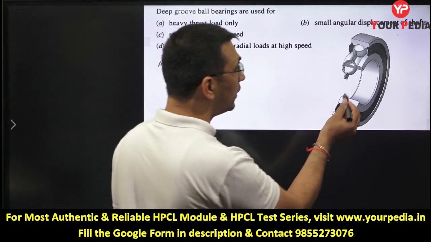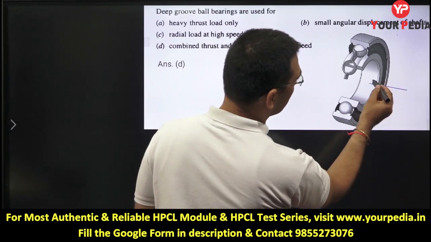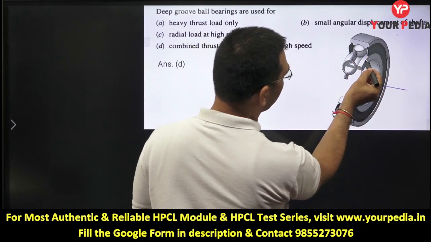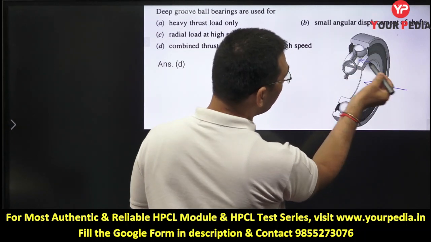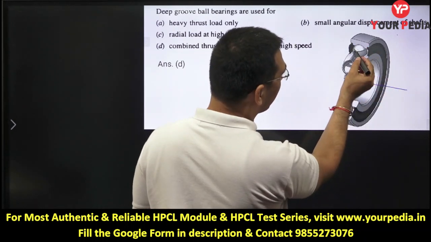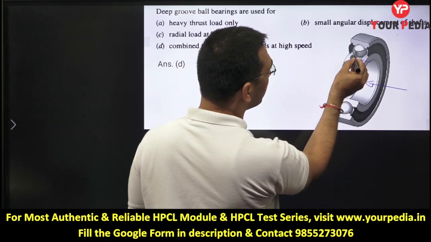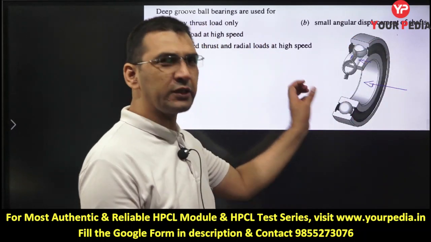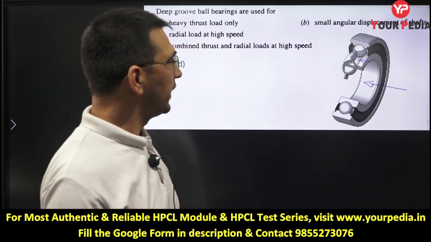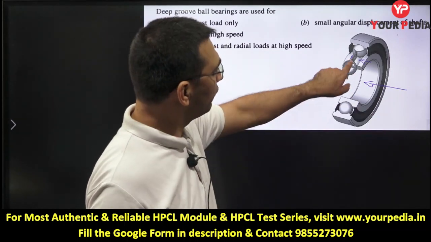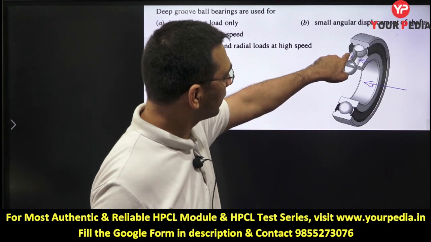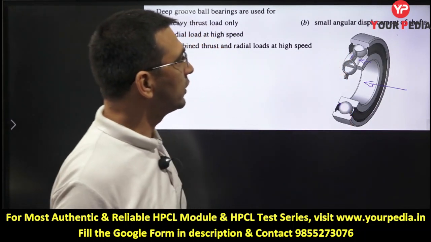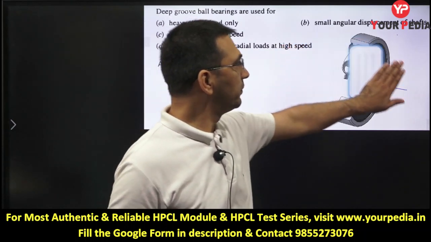Whatever I explained to you, for example, when axial load acts this way, let us say in this direction, the ball will try to shift in that direction, slightly. And if more axial load acts, then this ball will try to come in contact with these edges. If it is slightly displaced, no issue, that is acceptable. But if more axial load acts, it will come in contact with these edges. These are the edges of these races, and therefore it may damage the bearing, right?